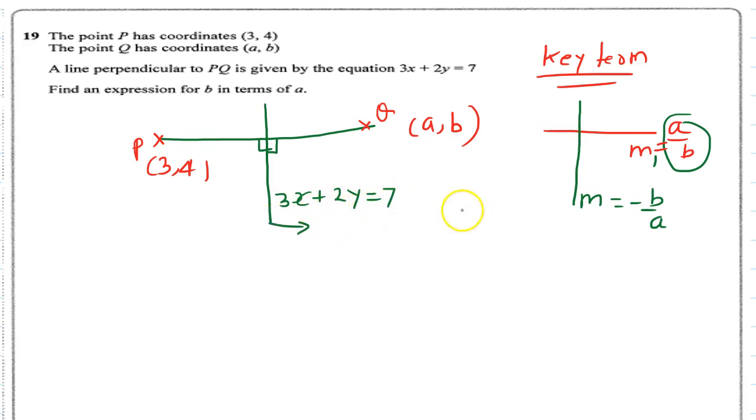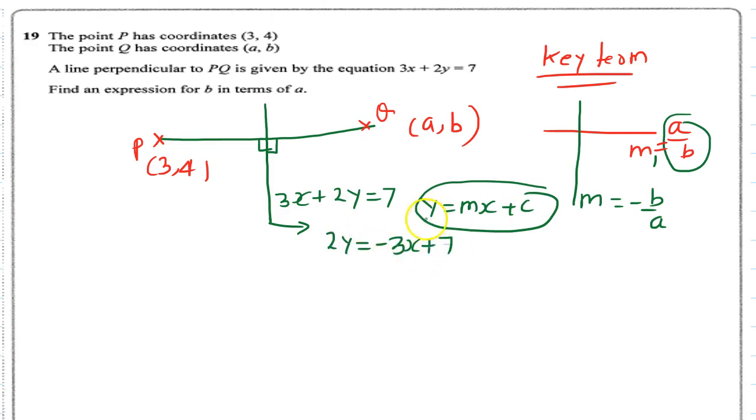3x plus 2y equal to 7, and we need to convert this equation into this form, y equal to mx plus c. So 2y equal to minus 3x plus 7. Here y is alone, so divide the whole equation by 2. So we got y equal to minus 3 over 2 x plus 7 over 2. If you compare, we got gradient minus 3 over 2. So this line's gradient is minus 3 over 2.